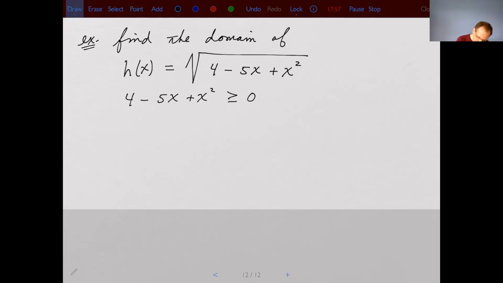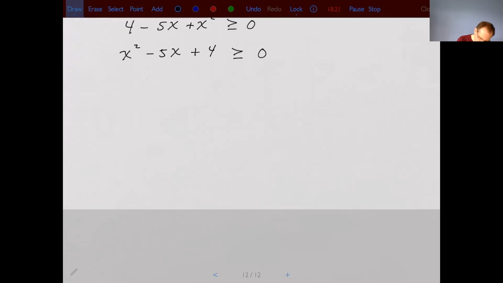And actually, I'll rewrite it because it doesn't matter what order I put this in, so I'll write it in descending order because we're more used to that. So that polynomial has to be greater than or equal to 0. So really this becomes an inequality problem, right? We're solving this polynomial inequality. Remember the first step is to set it equal to 0. So change that inequality to an equals and solve this. Well, it's not in factored form, but it looks like we can factor this.